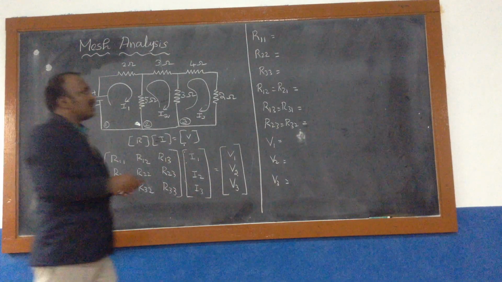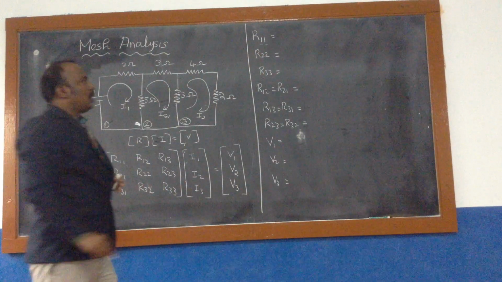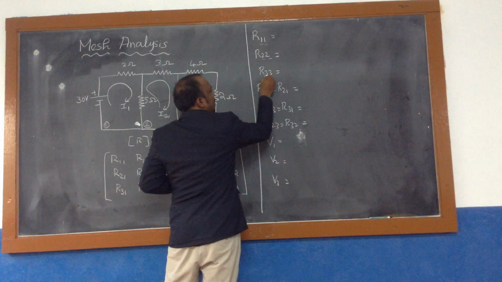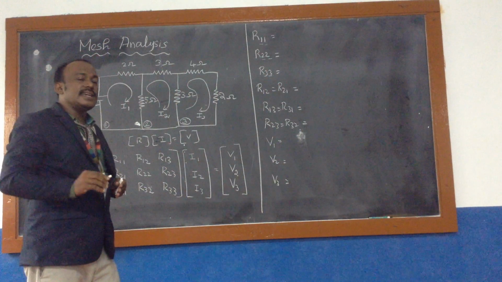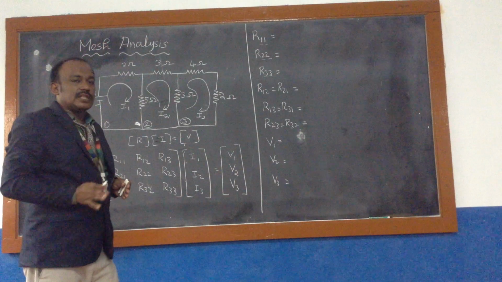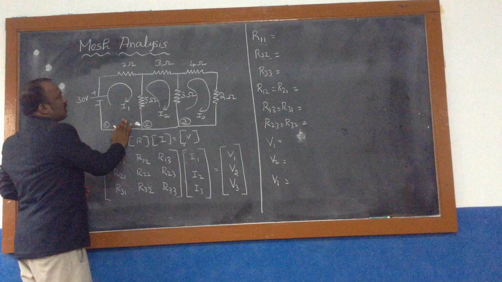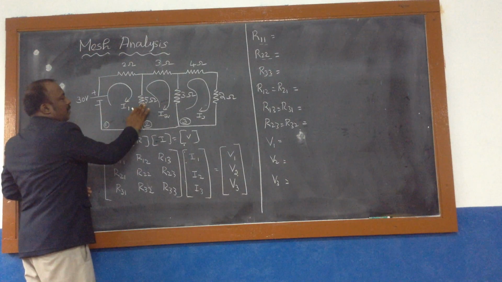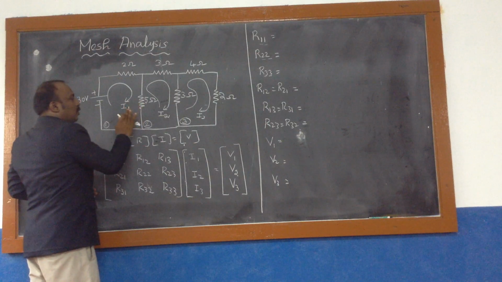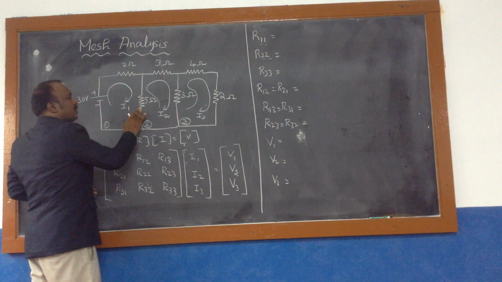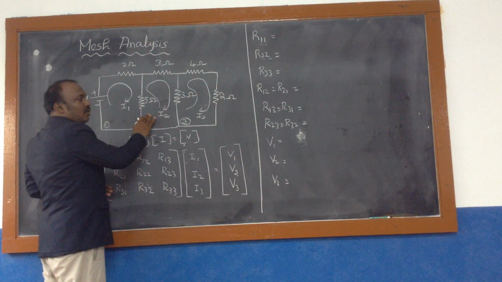First R11. What does it mean? In R11, 1 represents the first loop, 2 the second loop, 3 the third loop. So R11 means you need to consider only the first loop and add all its resistances. Considering this first loop, how many resistors are there? The 5 ohm is common to the first loop and second loop. Whenever you consider an individual loop, you should consider the 5 ohms. Similarly, when you consider the second loop, you should also consider the 5 ohm resistor.